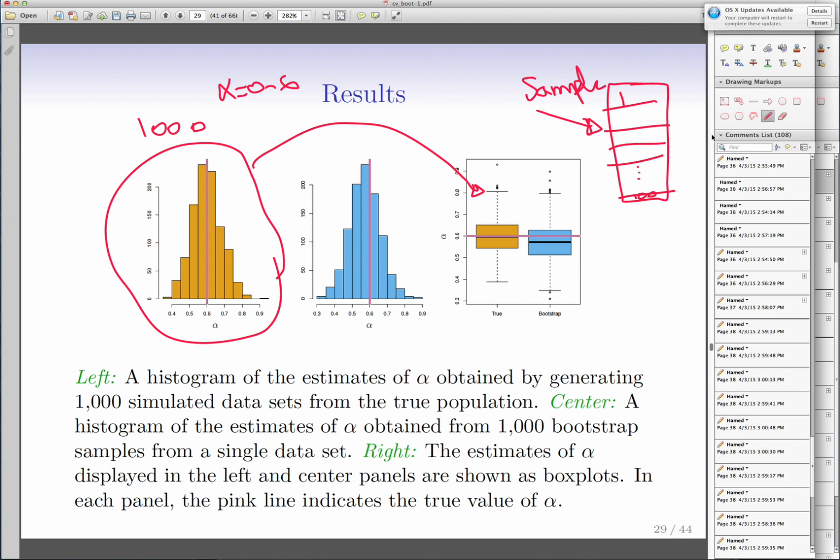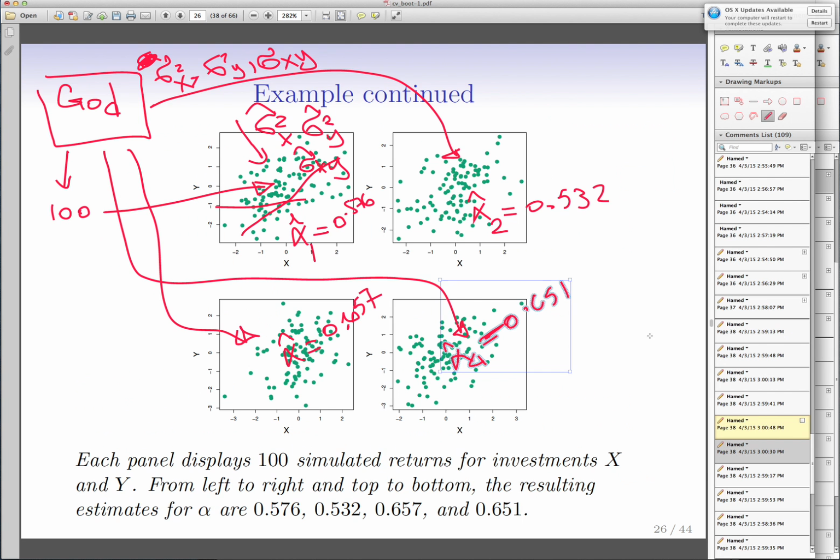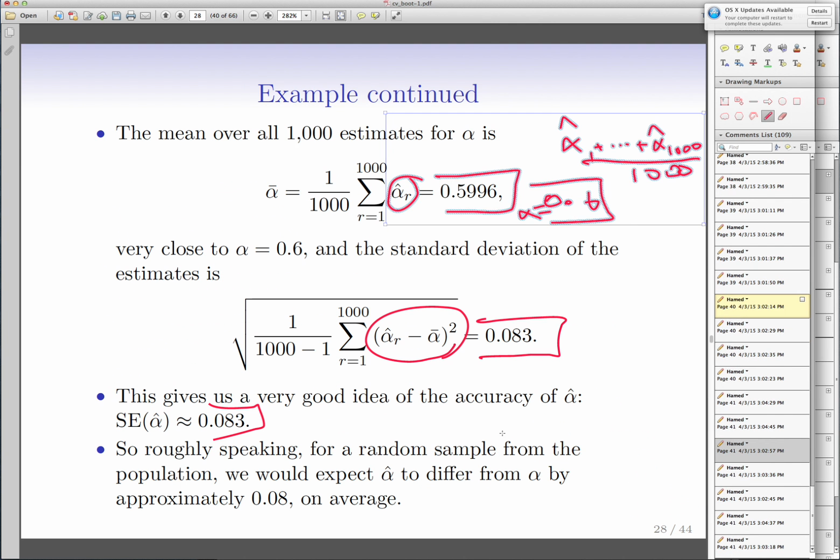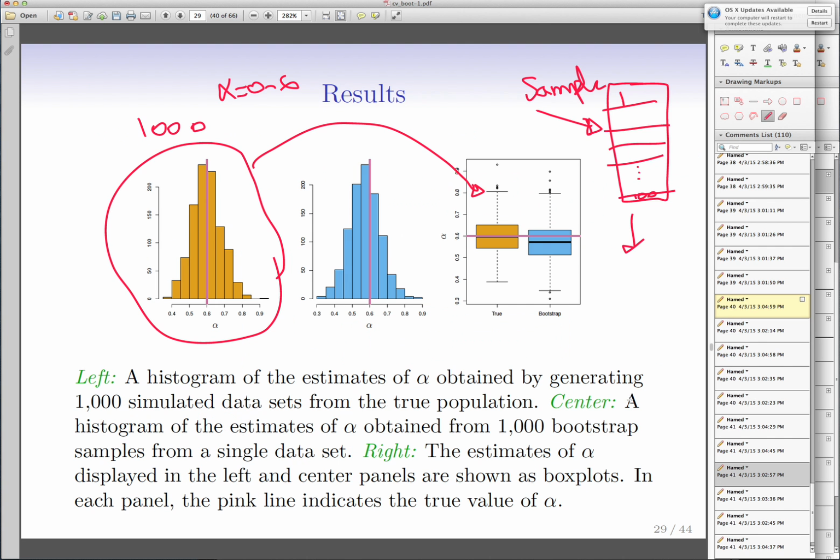So based on that sample, you can only get one estimate. Based on this sample, we can only get one alpha, and let's call it alpha hat star. So we cannot get the standard error from it. We cannot do anything from it.